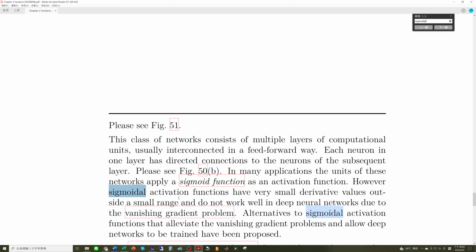However, sigmoidal activation functions have very small derivative values outside a small range and do not work well in deep neural networks due to the vanishing gradient problem. I will introduce what is a vanishing gradient problem later if we have enough time. Alternatives to sigmoid activation functions that alleviate.